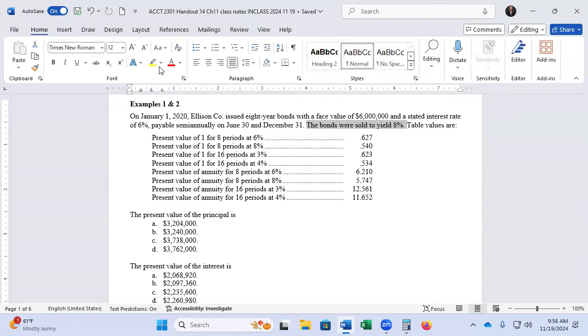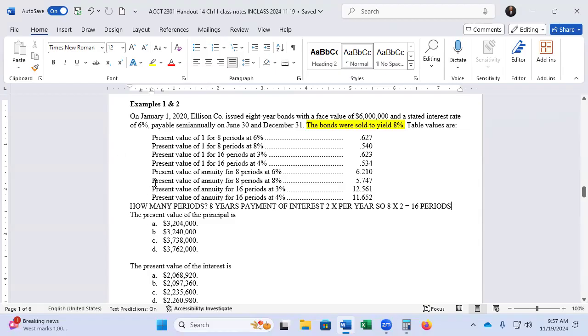I don't know why my thing's not popping up. All right, so now we have to figure out which one of these we're going to do. So how many periods do we have? We have 8 years, payment of interest 2 times per year. So 8 times 2 equals 16 periods. Okay. So we've got that.